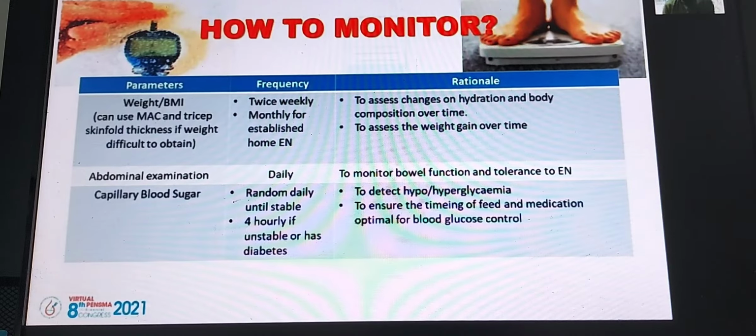For patients who are diabetic, capillary blood sugar should be done 4 hourly. For those non-diabetic patients, it is adequate to monitor randomly once a day. This is to detect any hypo or hyperglycemia episodes and to ensure the timing of the feeding and medication is optimal for blood glucose control.